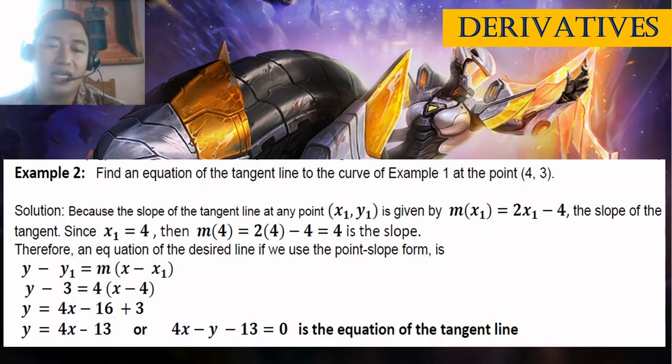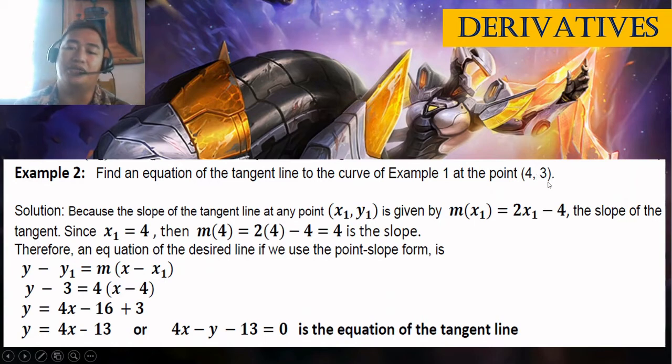Okay, find an equation of the tangent line to the curve of example 1 at point 4, 3. Okay, katulad ng example 1 nato niya. That is m of x sub 1 is equal to 2x sub 1 minus 4. So, mao na ang formula ganina. So, substitute nato class ang x sub 1 which is 4. Kanina man ang x sub 1 then y sub 1 is 3. Okay, so substitute si 4 sa x sub 1 dara. Then m of 4 is equal to 2 times 4 minus 4. This is 8 minus 4 which is 4. So, 4 ang slope.